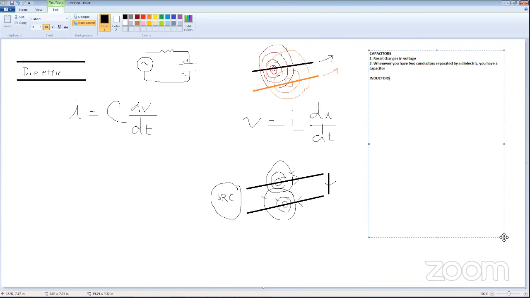Inductors. Inductors resist changes in current. Two, the path of minimum impedance is when the return current can follow the signal current as closely as possible.